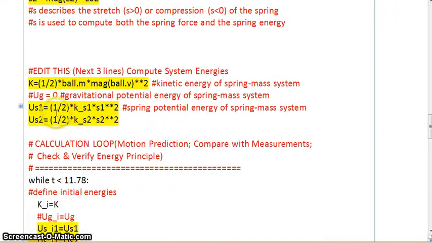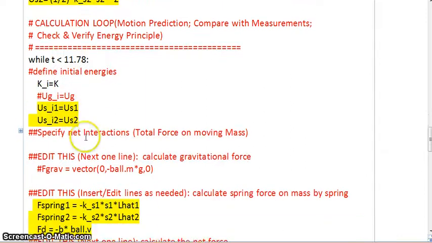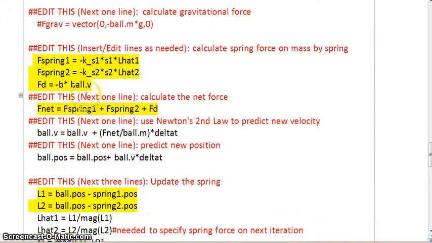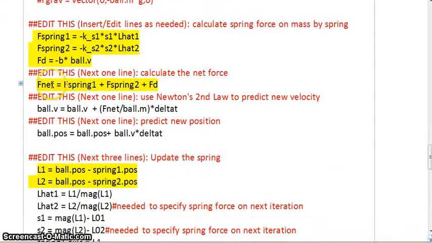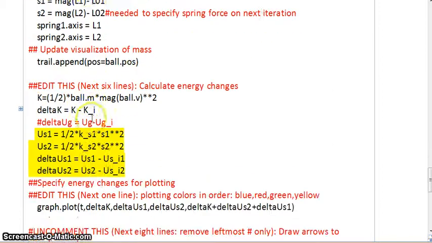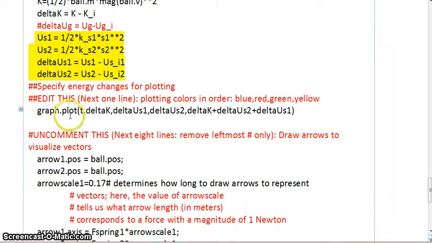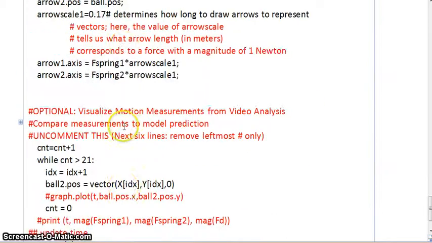kinetic energy, potential spring energy. This is the initial energy, spring force 1, spring force 2, F net, drag force in this model, L1, L2, and this is the variation of potential spring energy. This is the graph plot, the arrow scale.